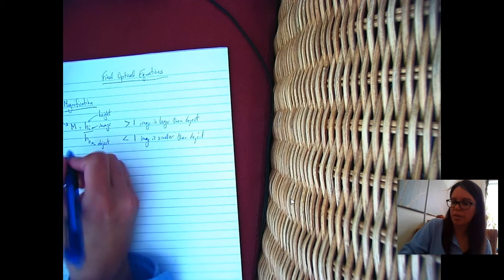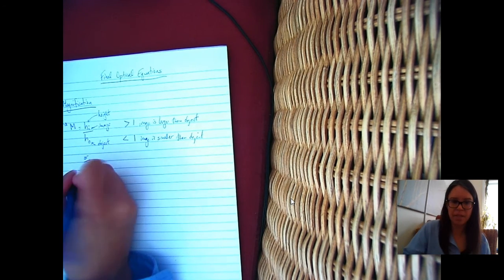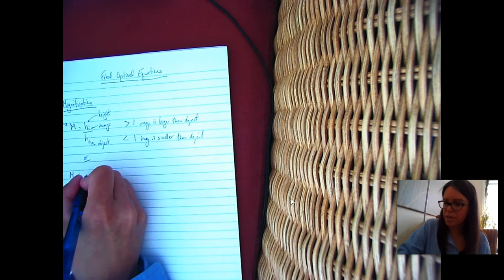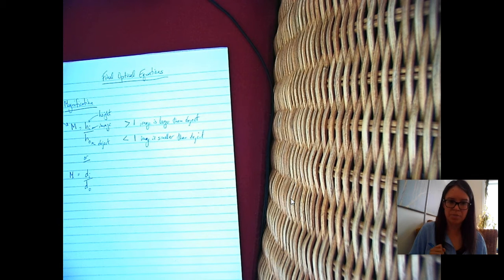Another way to calculate magnification is with the distances. So I can do little d subscript I, little d subscript O, one divided by the other. We've already talked about that d stands for distance. That's another way to calculate it as well. Okay, we'll get you to the same thing.